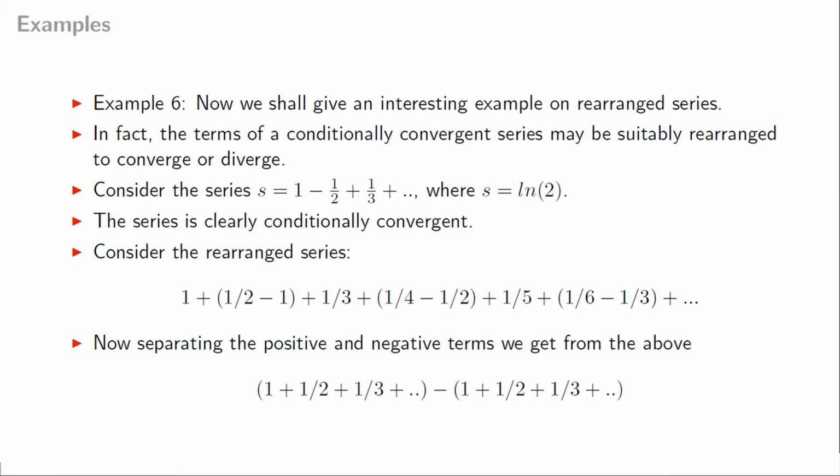Now, consider the rearranged series, that is 1 + 1/2 - 1, that is we are just replacing -1/2 by 1/2 - 1, then leaving 1/3 intact and replacing -1/4 by 1/4 - 1/2 and so on. Now, separating the positive and negative terms, the rearranged series can be looked upon as a difference of (1 + 1/2 + 1/3 + etc.) minus (1 + 1/2 + 1/3 + etc.). Thus, after a rearrangement, we get the value 0.